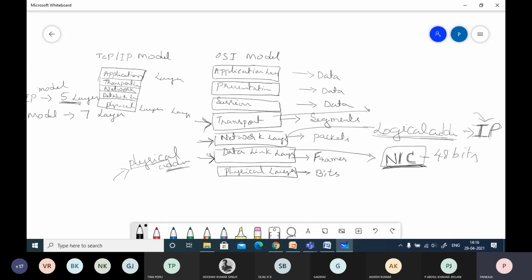Then the transport layer. At least somebody can answer this: what type of addressing is used by the transport layer? Yes? TCP or UDP? No, addressing. Those are all protocols. I'm discussing addressing. Port addressing. Is it Gaurav who told the answer? Yes, ma'am. Very good. So port addressing is used at the transport layer. Is it clear? There are so many terms you need to remember.